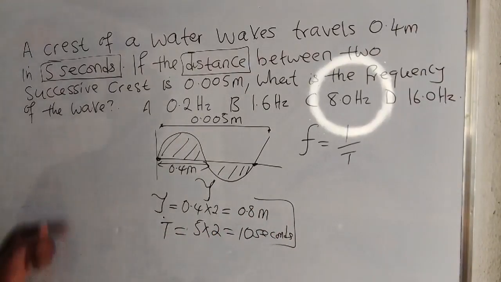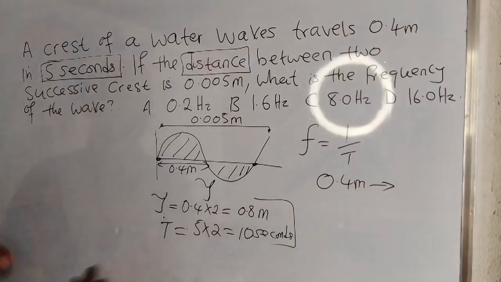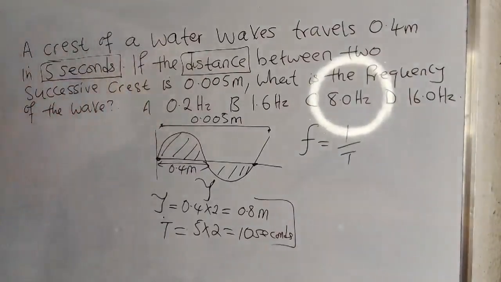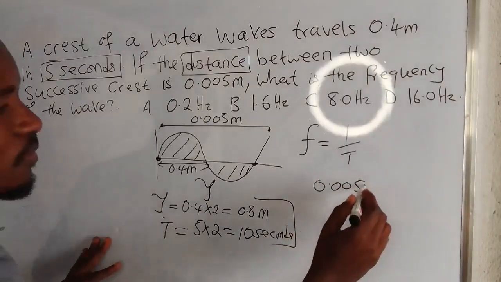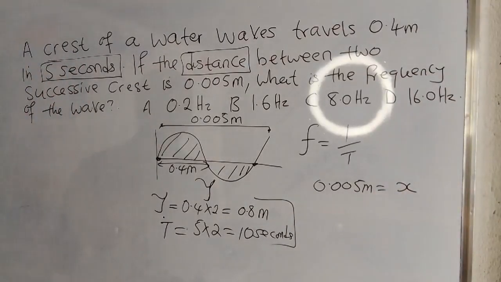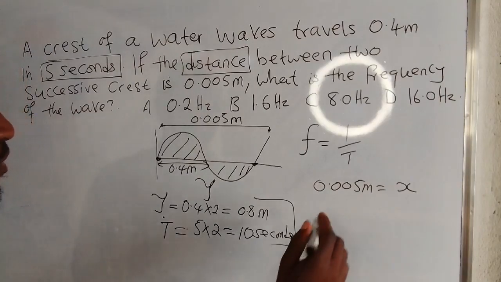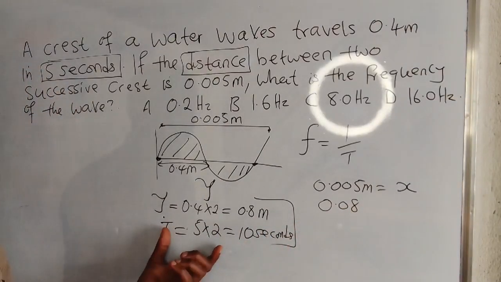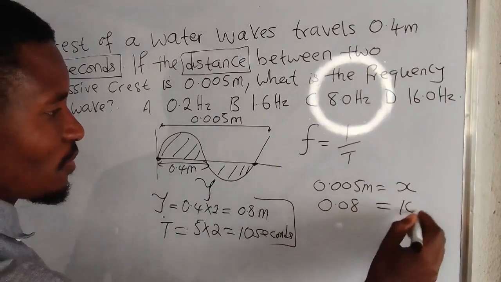So if this is 0.005, we don't know the time, so the time is going to be equal to x. And now we know that the single one is 0.4, so the double one is 0.8. And we know that the single one moves in 5 seconds, so the double moves in 10 seconds. So this is going to be 10 seconds.